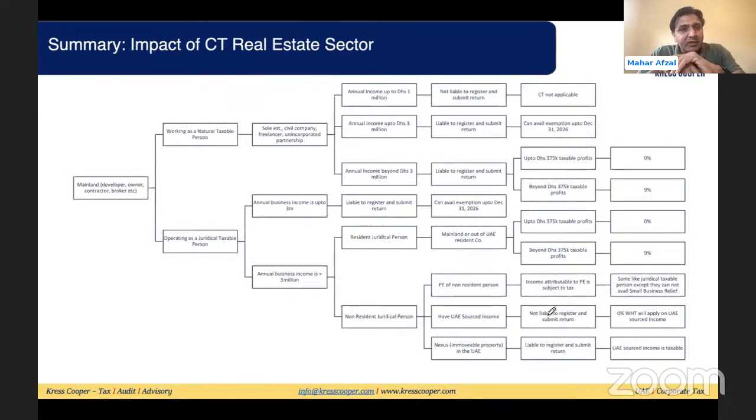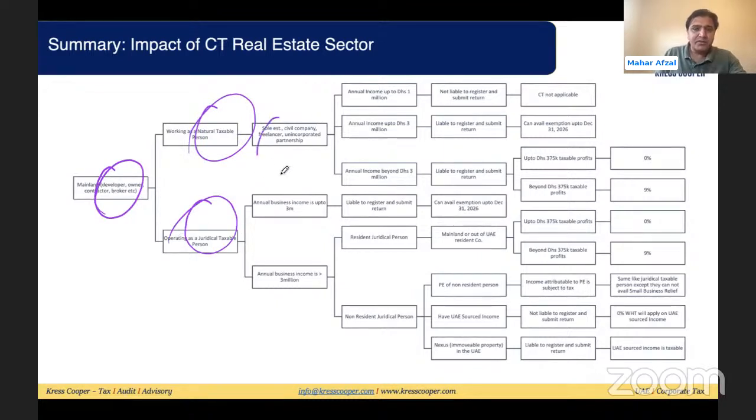Okay, this is the summary, basically the impact of corporate tax. Whatever we have discussed till now, I'll just summarize it for you. This is a very straightforward thing. If this is a mainland developer, owner, or contractor, working as a natural person or as a juridical person.